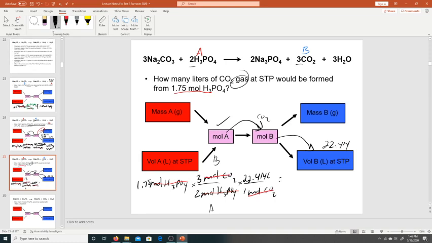So 1.75 times 3 divided by 2. Notice we multiply by 3 and divide by 2. Then times 22.414 equals. And that would be, to 3 sig figs, 58.8 liters CO2. And there we go.